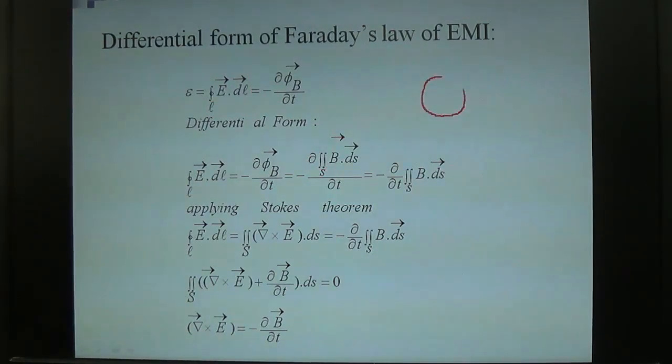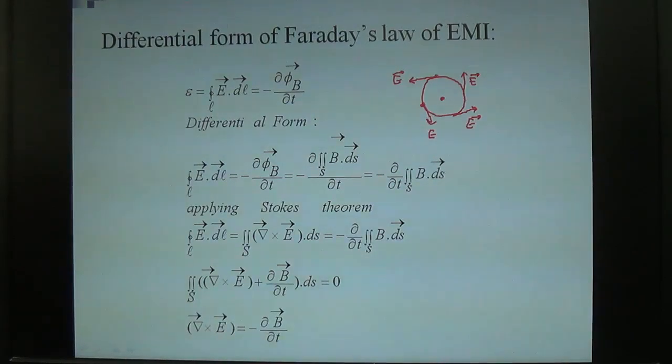In this way you can show, this is the center of the coil, and this is the electric field tangential to the circular path. Here this is E, like this.